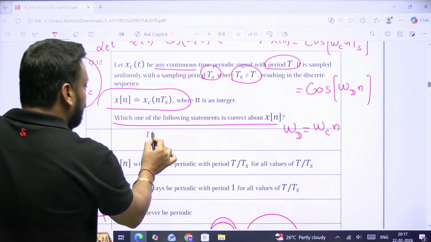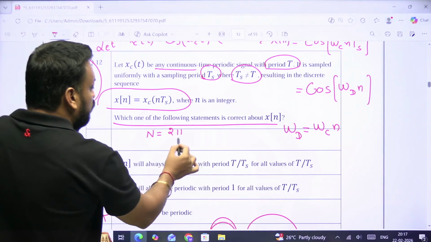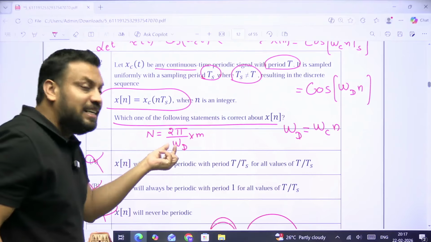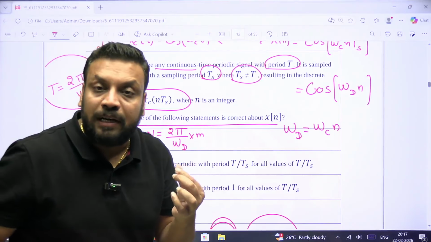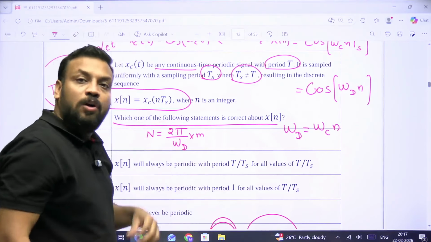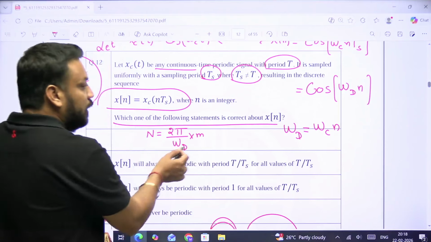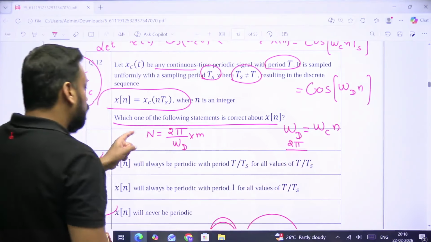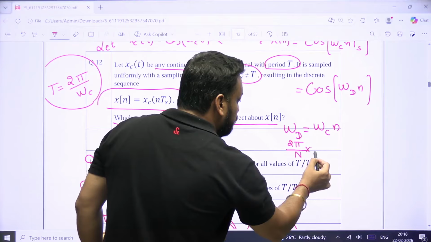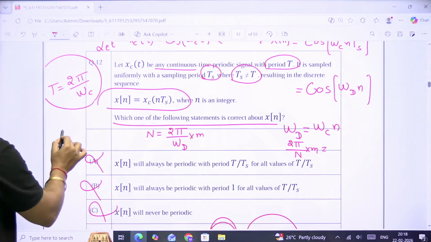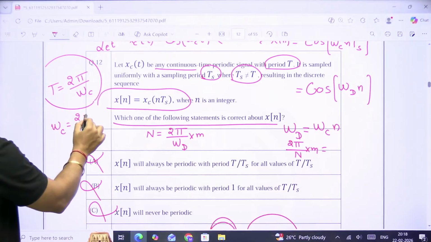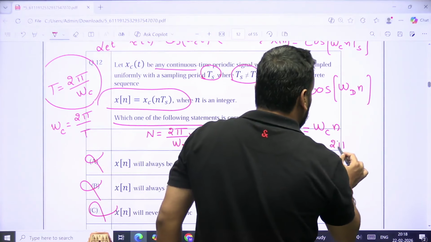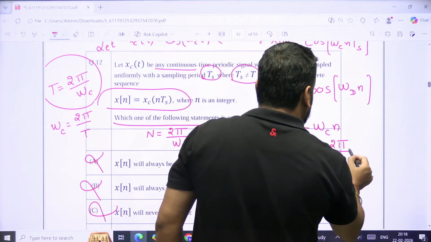Also, what is the relation between omega d and the fundamental time period? N is nothing but 2 pi upon omega d into small m, where omega d is the discrete time frequency, capital N is the fundamental time period which is the smallest integer value, and small m is also any integer. Okay, so when you put this value of omega d, if I cross multiply, in place of omega d I am writing 2 pi by capital N into small m, and from here I am writing omega c in terms of capital T. Omega c, if I cross multiply, I should get 2 pi by capital T. Just substitute the value of omega c here, that is nothing but 2 pi upon capital T into n.